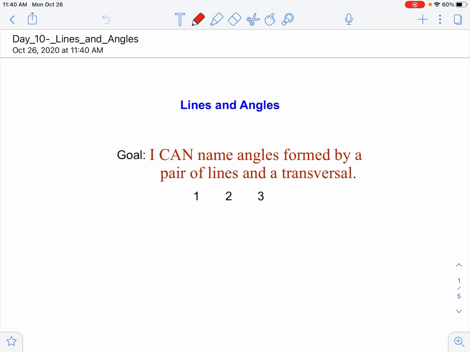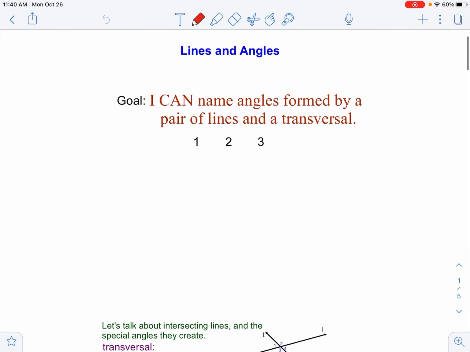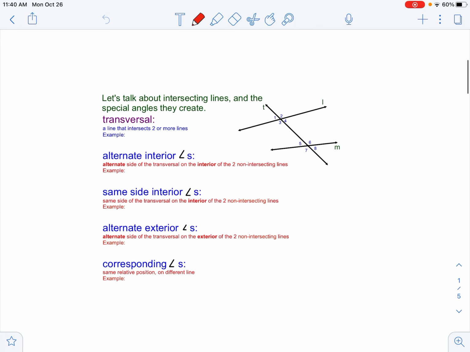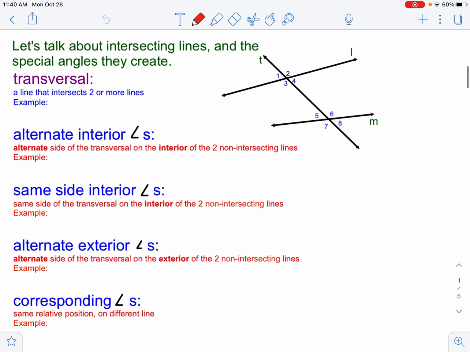If you have taken a geometry course before, then you may have heard of these before. I would assume you would have. Okay, so let's talk about intersecting lines and the special angles that they create.